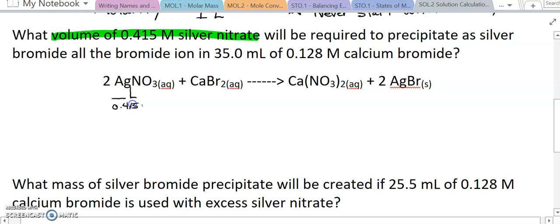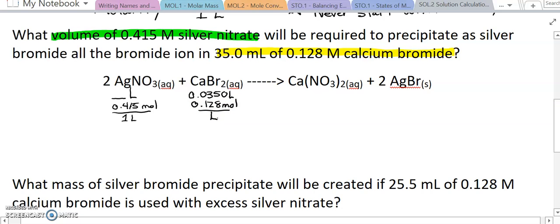And they are going to give me 0.415. Notice I'm changing it to moles per 1 liter of solution. And what are they going to give me? Well, they're going to give me 35 milliliters of 0.128 molar calcium bromide. Anytime I use molarity, I have to use liters. So I'm going to automatically change this to liters. And I know that my molarity is 0.128 moles per liter.